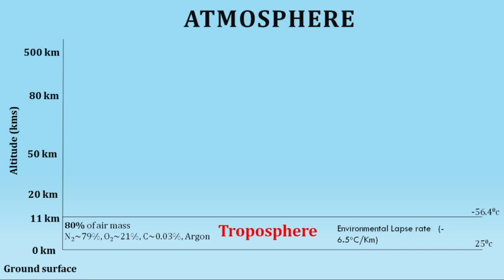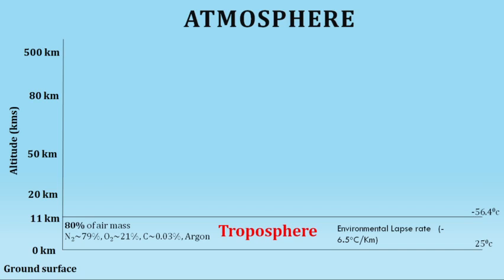The carbon dioxide that is taken up by the plants for photosynthesis is also present in this troposphere. So this is a very important layer of the atmosphere, which supports the existence of life on this planet.